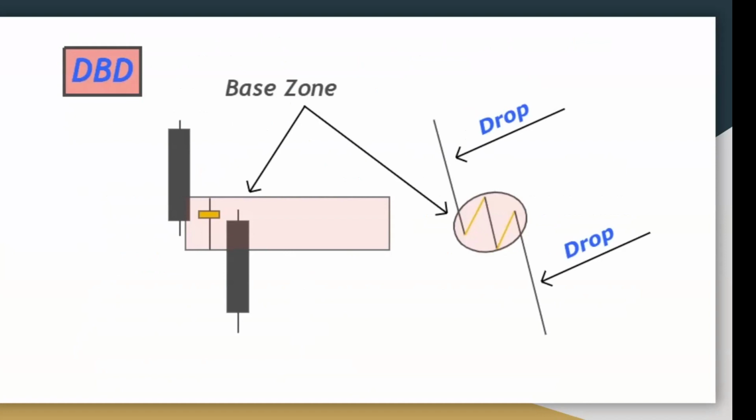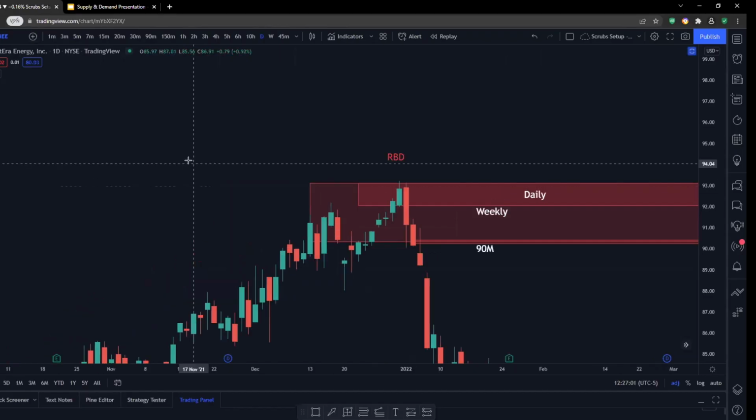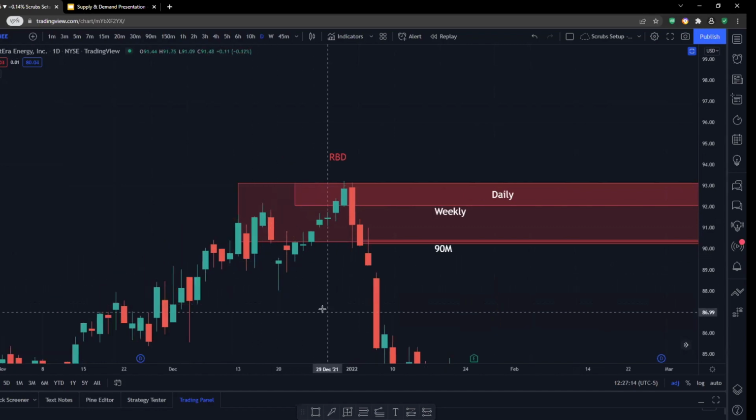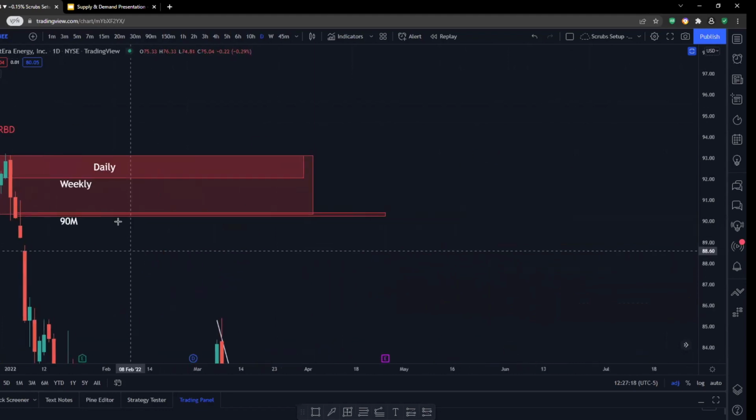So let's go into some actual real life examples. I mapped this out a little bit earlier today. We're going to talk about how to actually find these zones, with a few tips on them. So this is Nextra, NEE. This is from 2 or 3 months ago, and it's still current.